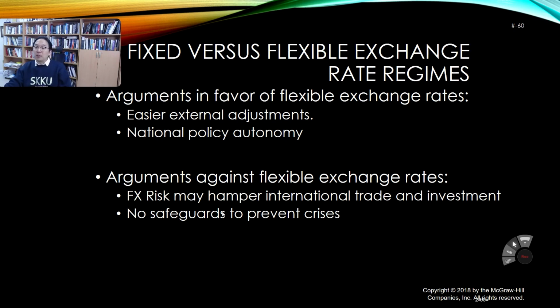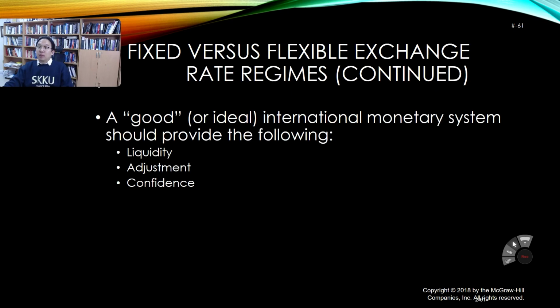Arguments against flexible exchange rates. Well, FX risk may hamper international trade and investment, and there are no safeguards to prevent crisis, right? So you have to be prudent if you go into the flexible FX regime. A good international monetary system should provide the following: liquidity, adjustments, and confidence, right? Adjustments to flexible exchange rates and all these kinds of things. You have to be more flexible in the market.